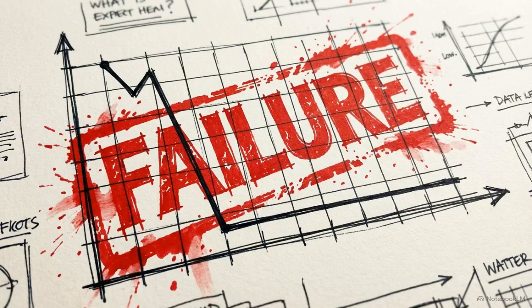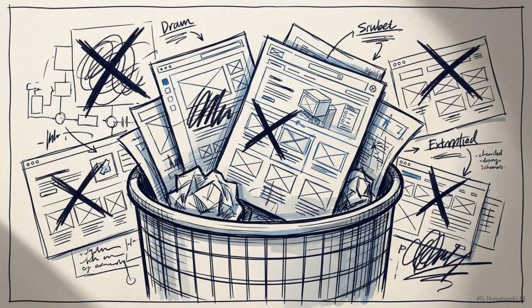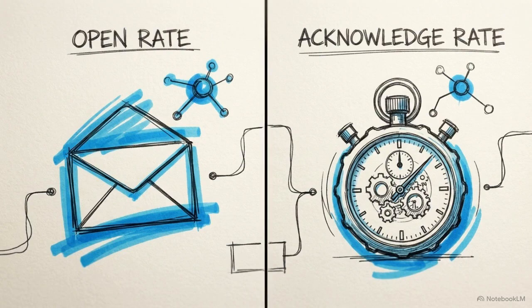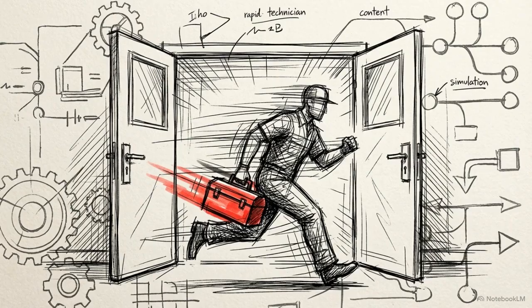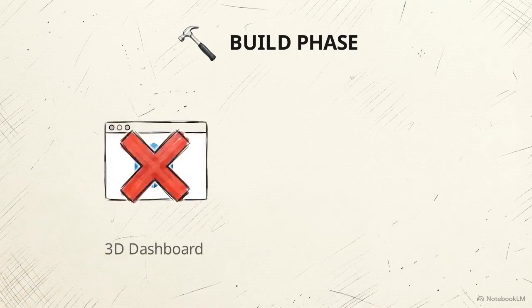This flat line provides validated learning. It identifies exactly where the product fails to meet user needs before a single dollar is wasted on a polished 3D interface. They applied reverse planning to design their second loop. The new learn objective: will managers respond to instant preemptive alerts instead of a visual dashboard? The metrics to measure this became the open rate of the alert and the acknowledge rate, specifically how fast a technician was dispatched. For the build phase, they threw out the 3D graphics entirely.